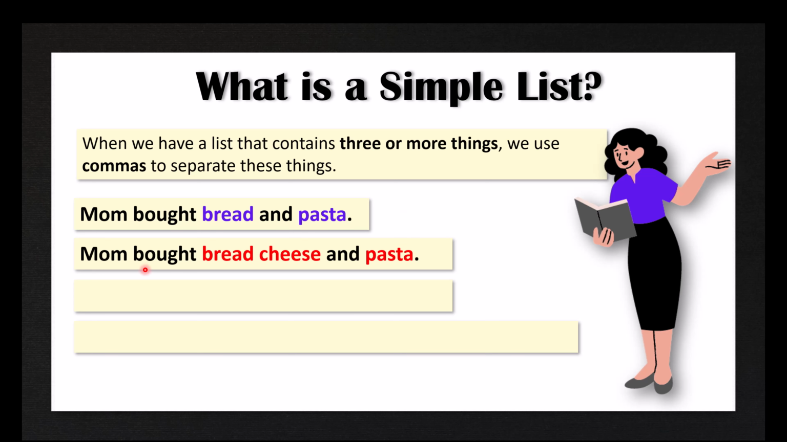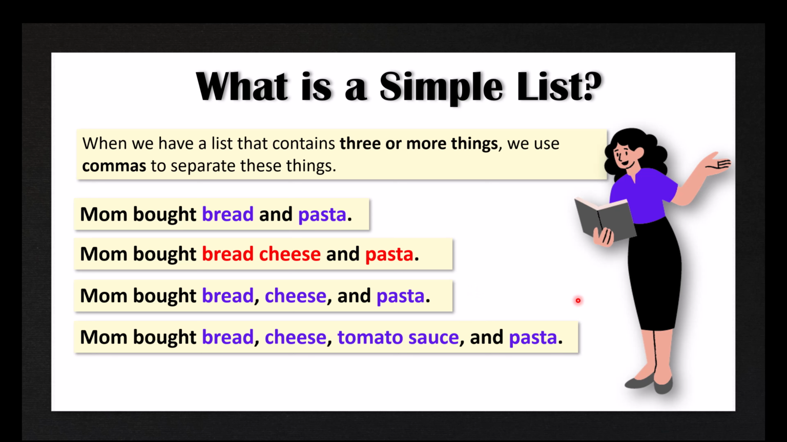If we have "Mom bought bread cheese and pasta," well, we're missing commas here. It almost looks like "bread cheese" is a type of cheese. We need to separate these things with commas. So, therefore, we write: Mom bought bread, cheese, and pasta. Now, the comma before "and" is known as the Oxford comma or the serial comma. It is technically optional. In this video, we will be using the Oxford comma.